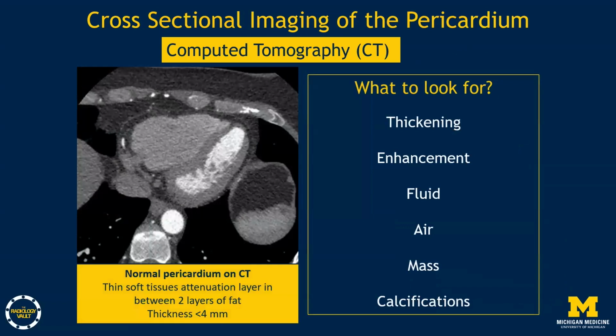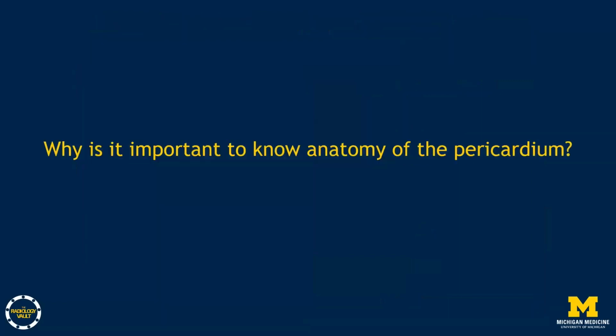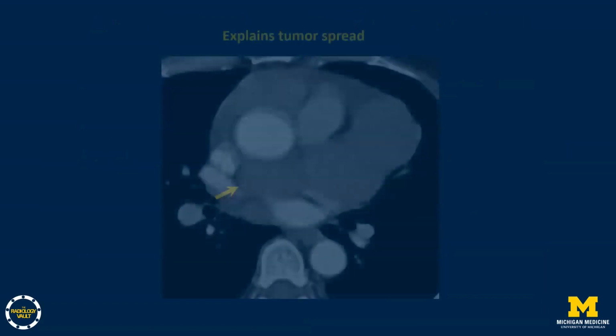Before I show you how this knowledge of the sinuses and the recesses can be valuable, I would like to mention what we are usually looking for when we look at the pericardium on CT. We usually look for any pericardial thickening, enhancement, fluid, hair, mass, or calcifications. Now I will show you a couple of examples on how knowledge of pericardial recesses and sinuses can be helpful.